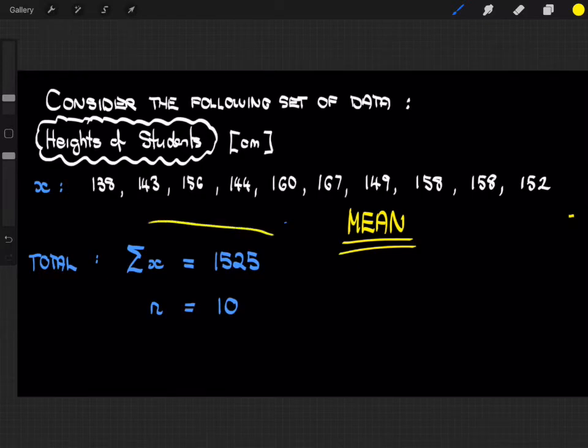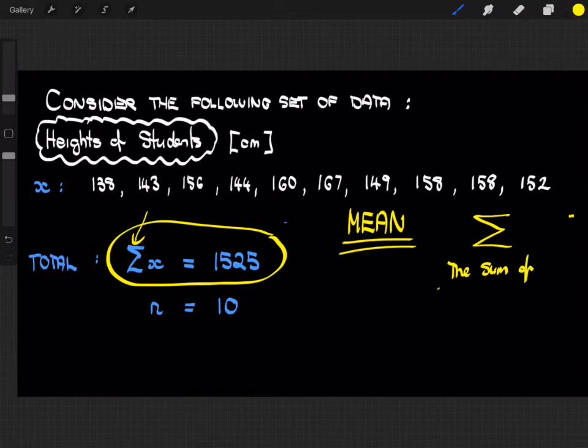That's what this term here is talking about. This funny looking sign is called sigma. It's drawn like this, and it means the sum of. In other words, add up the following list of numbers. You'll notice this list of numbers, we've designated as X. So X represents a list of data, and this symbol tells us to add up all of the values of X. If we add all those numbers up, we get 1,525.